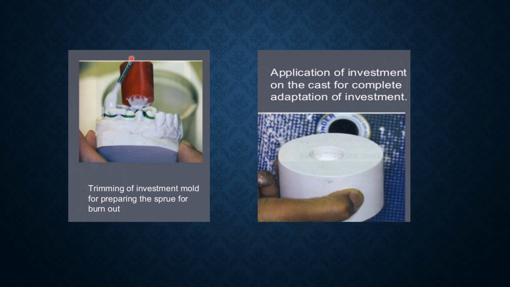Now they're trimming the investment mold and preparing the sprue for burnout. So once you already have the sprues in place, now you have to prepare for another procedure, guys, which is known as burnout. This is an application of investment on the cast for a complete adaptation of the investment.